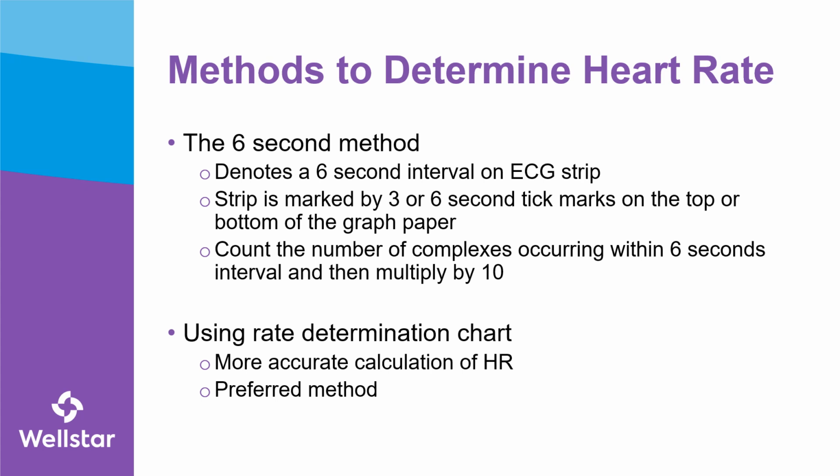And it's just an estimate. It's never going to tell you the heart rate is 55 because you're multiplying by 10. This would either be 50 or 60 or 70 or 80, etc. There's a backup method called using the rate determination chart. We'll touch on that in the next couple of slides.